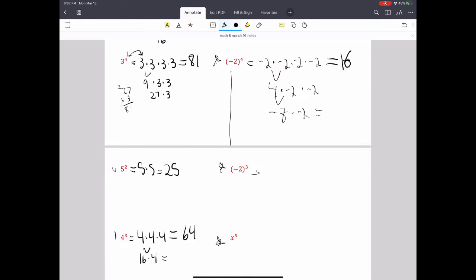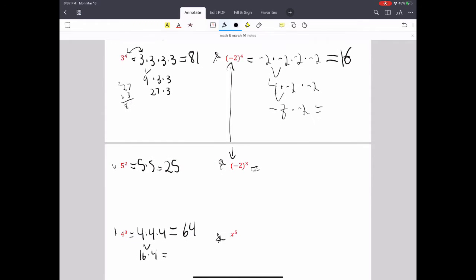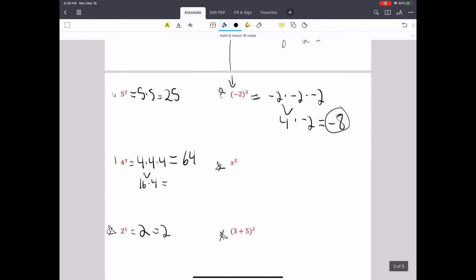These look kind of similar here. Let's see how it pans out. -2 times -2 times -2, itself 3 times. That'll give you 4 times -2, and then 4 times -2 is -8. So you actually get a negative number there.